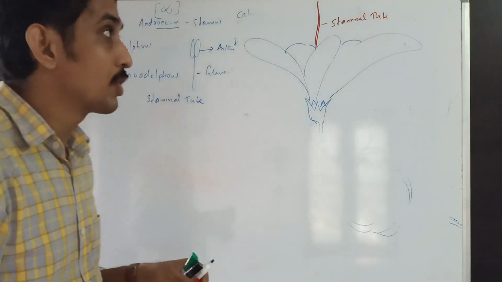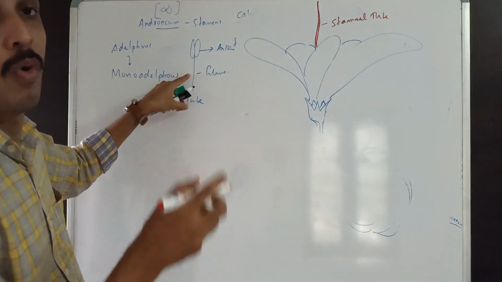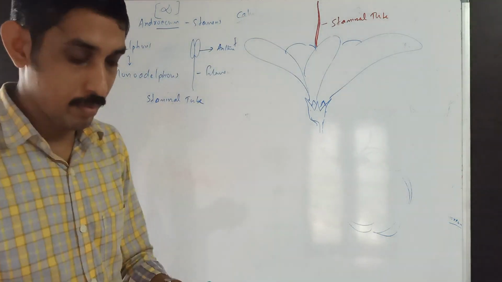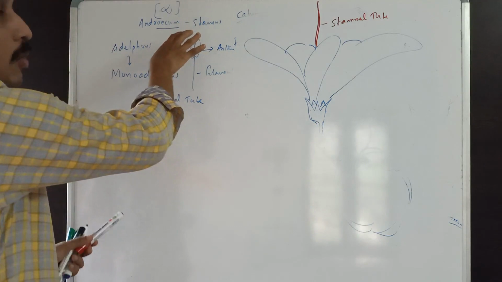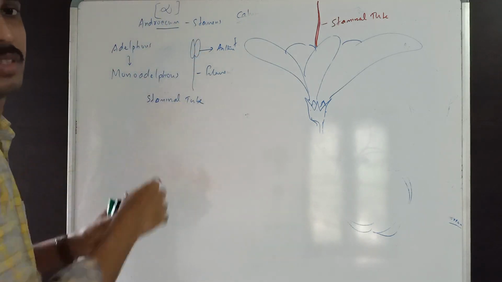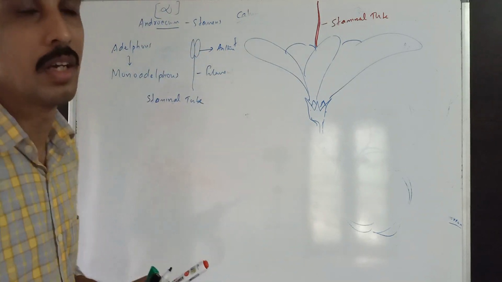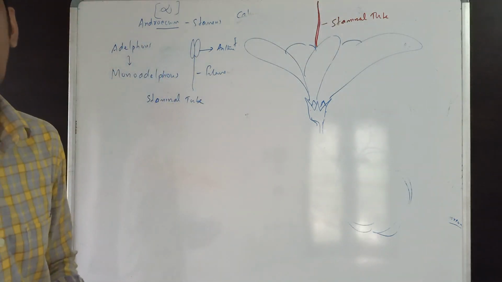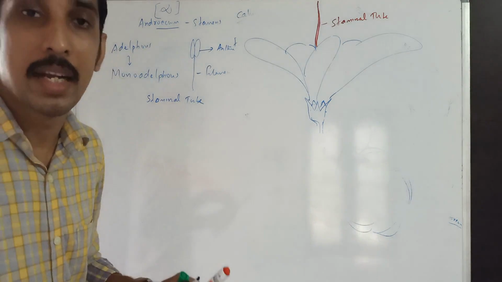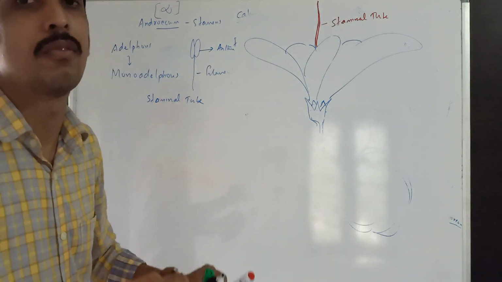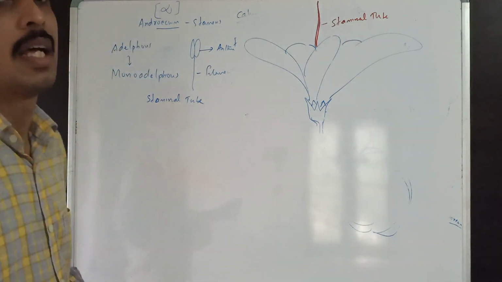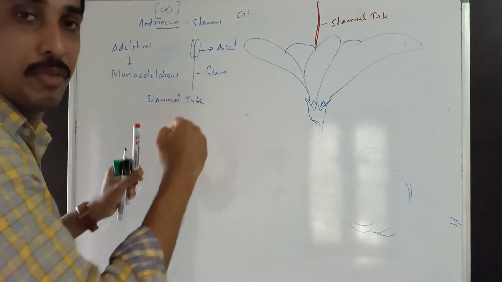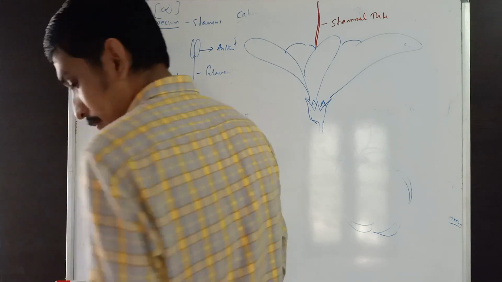That staminal tube is formed by the fusion of all the filaments of stamens. So I told you that all the filaments of the stamens are united into a tube-like structure and form a staminal tube. That is why you can say that the stamens of the androecium are adelphous, especially monoadelphous in nature. That is about the stamens. But all the anthers are free. Only the filaments get fused here and form monoadelphous stamen.